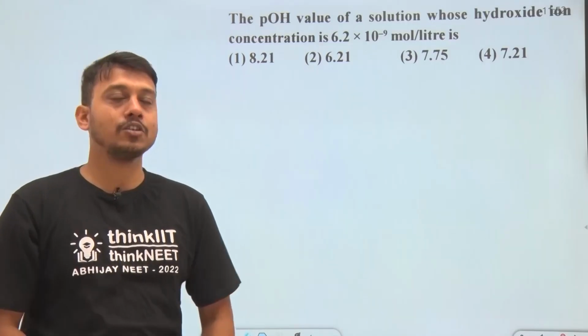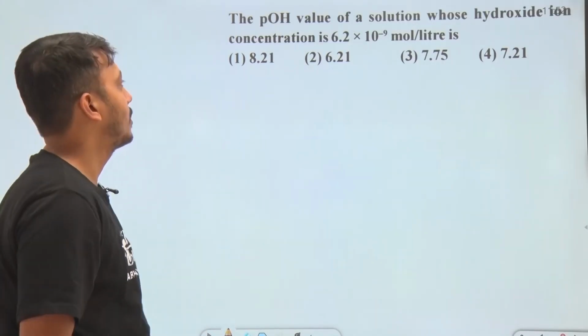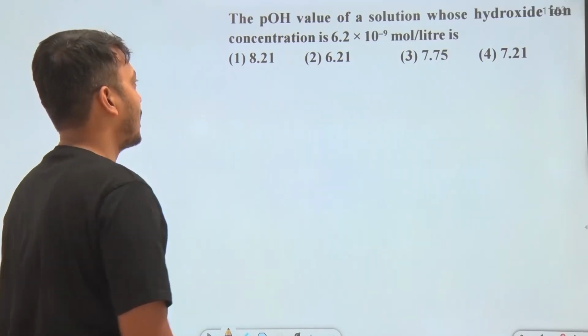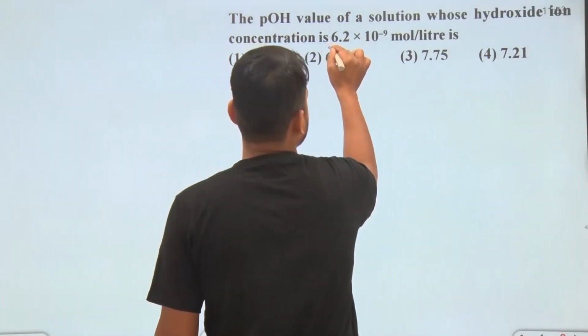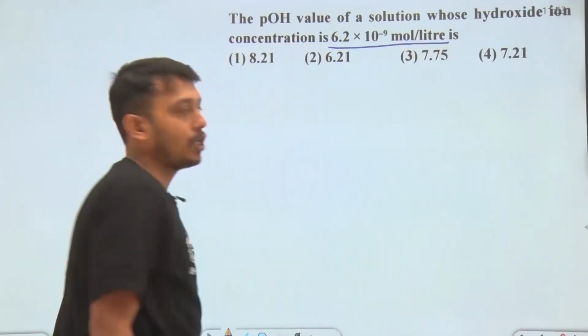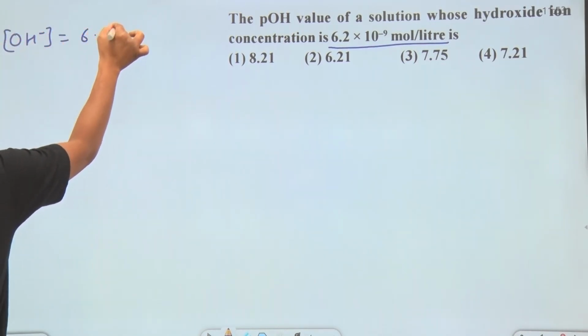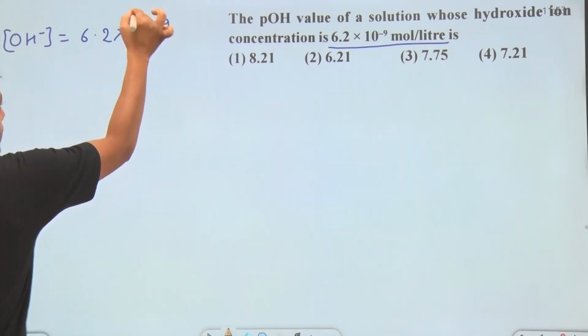So students, the next question is from ionic equilibrium. The question is: the pH value of a solution whose hydroxide ion concentration is 6.2 × 10^-9 mole per liter. So here, the concentration of OH⁻ is 6.2 × 10^-9.